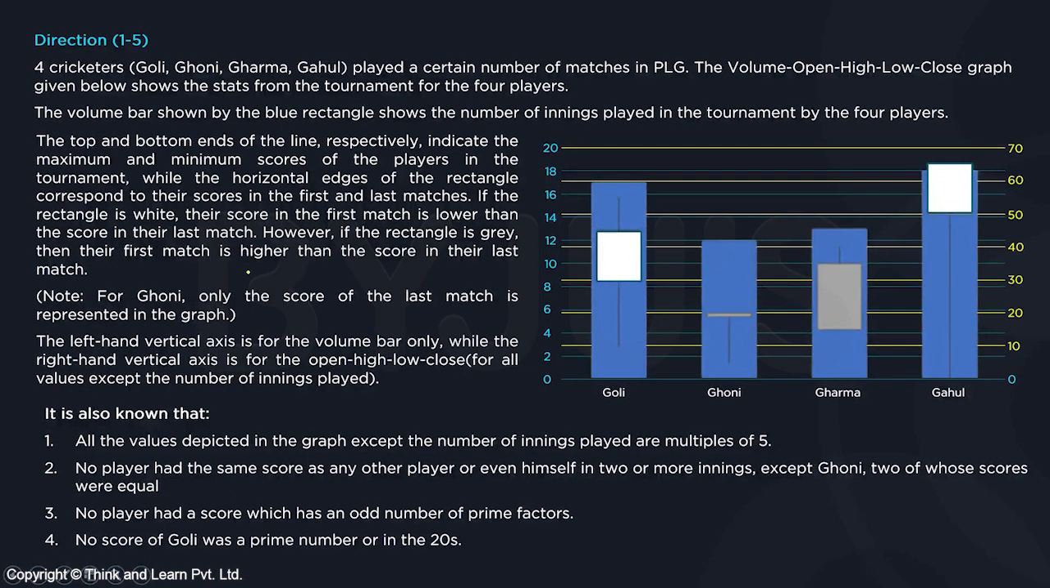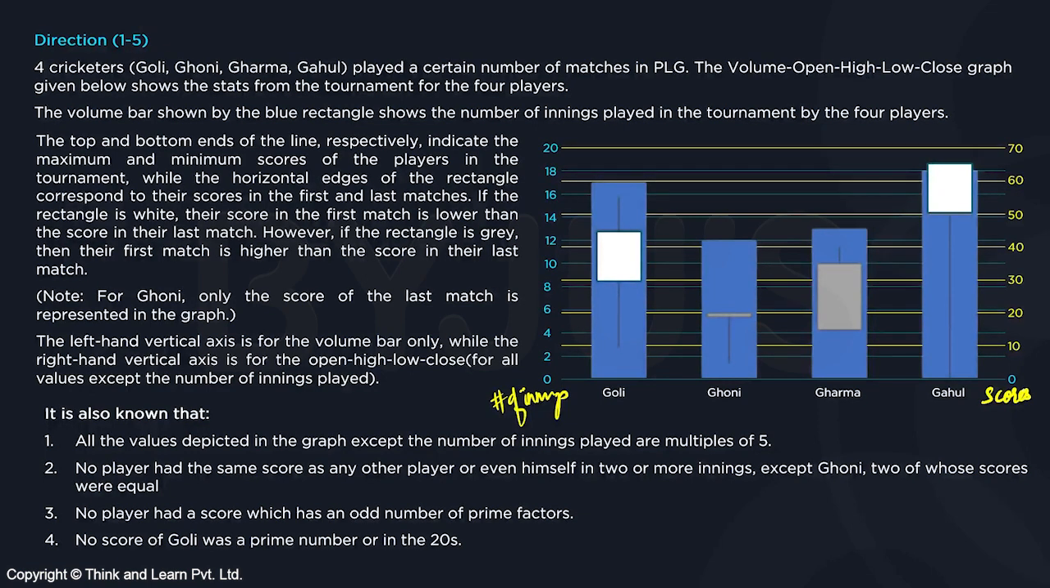Note, for Ghoni, only the score of the last match is represented in the graph. So there is only one small gray line. So it's only the last match that is represented. The left hand vertical axis is for the volume bar only, while the right hand vertical axis is for the open, high, low, close for all values except for the number of innings played. So here, if we look into the left hand side y axis, this is about the number of innings played. And this is all about the scores if I talk about the right hand side vertical axis.